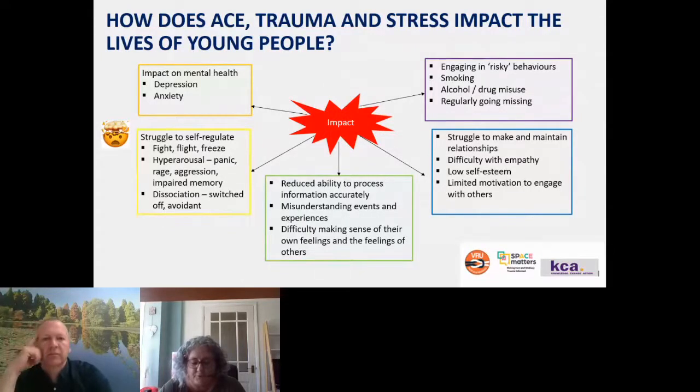Teenagers don't have consequential thinking. They lack it, and it's something that's very hard to teach. It's something that they have to learn for themselves. Next slide, please.